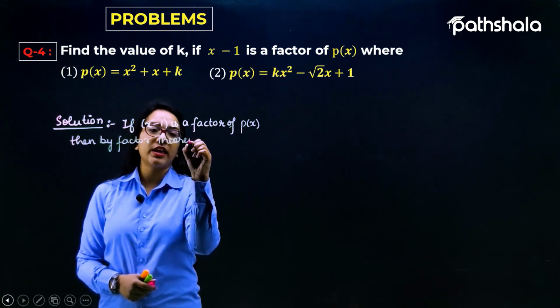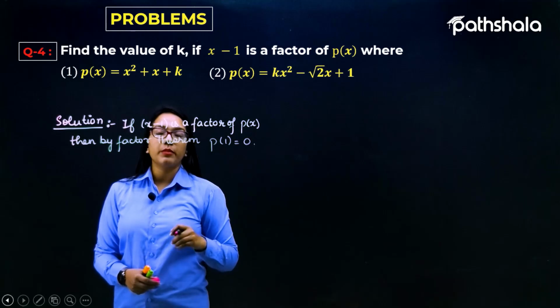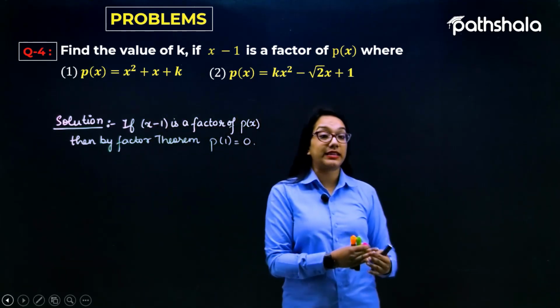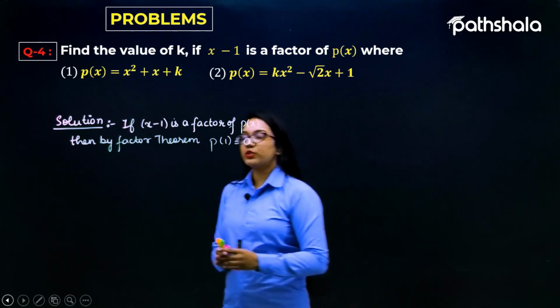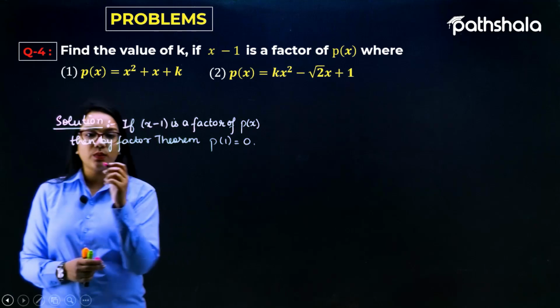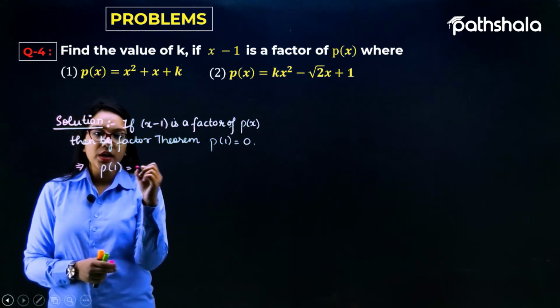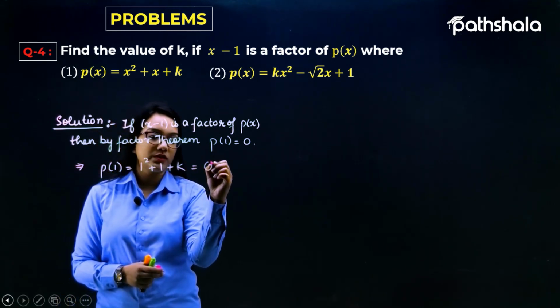we can say that p of 1 is equal to 0, because we do know that if x minus a is a factor of the polynomial p of x, then p of a must be equal to 0. So using the factor theorem, we can say p of 1 is equal to 0. Now let's substitute the value x is equal to 1 in the polynomial. So it will be 1 squared plus 1 plus k, which is equal to 0.